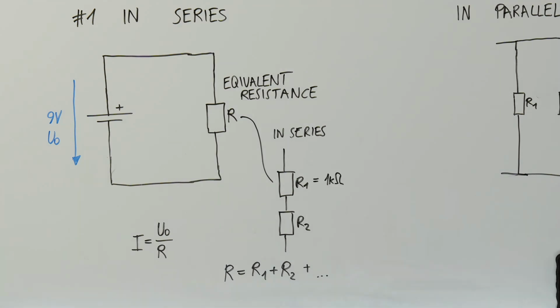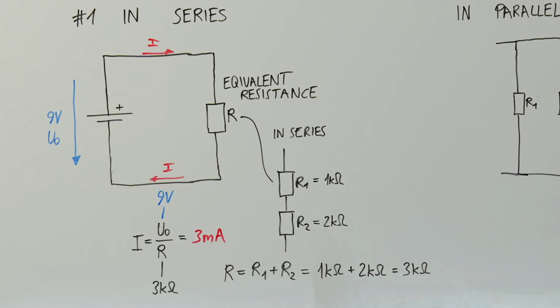Let's add a second resistor with the color code red, black, red, gold. The red and black represent a digit of 20, while the third red represents a multiplier of 100. Gold again represents a tolerance of plus minus 5%. So we have a resistance value of 2 kiloohms with plus minus 5%. If we add R2 to R1, we get a total resistance of 3 kiloohms. By recalculating the current with this equivalent resistor, we get a current of 3 milliamps.